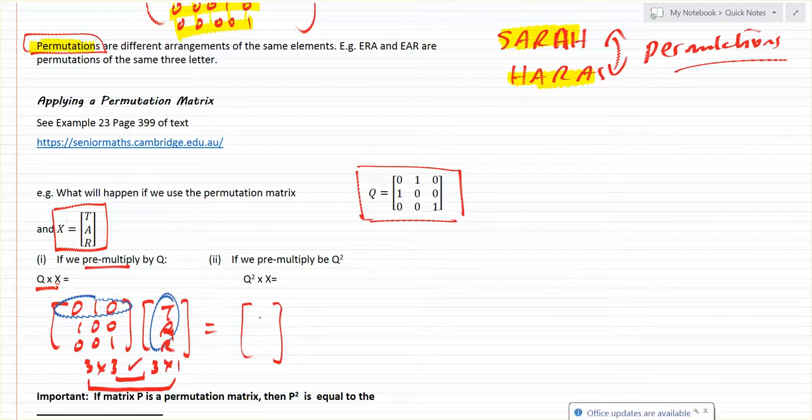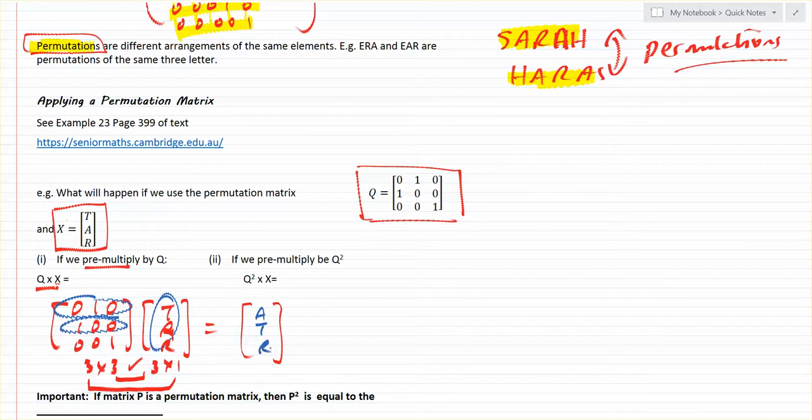Okay, so first row: 0 times t, you multiply the elements together and you add them. 0 times t is 0, 1 times a is a single a, 0 times r is 0. So 0 plus a plus 0, so we've got an a left over. Second row times the column: 1 times t. We know there are 2 zeros here, so we don't need to bother multiplying because 0 times these 2 will give you 0. 0, 0, 1, so 1 times r is r.